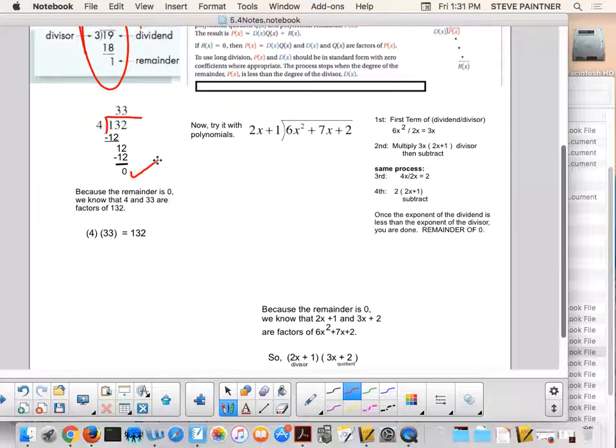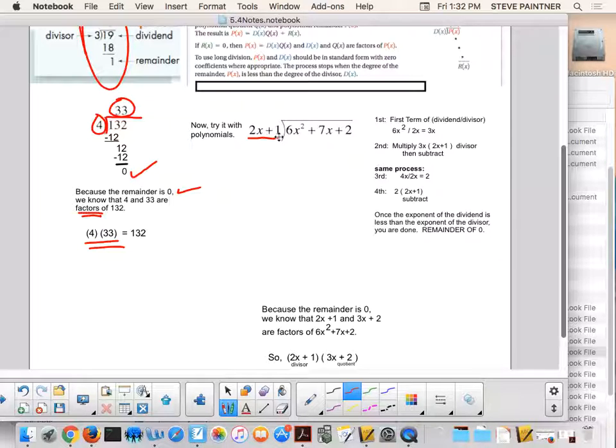Somebody last period said perfectly. Well, guess what? Because the remainder is 0, we know that 4 right here and 33 right here are factors of 132. So that would mean this number times this number, right here, 4 times 33 must give us what? 132. The dividend, the number inside. Okay, well guess what? When you start talking about polynomials, if you get 0 as your remainder, then this number right here, 2x plus 1, becomes a what?